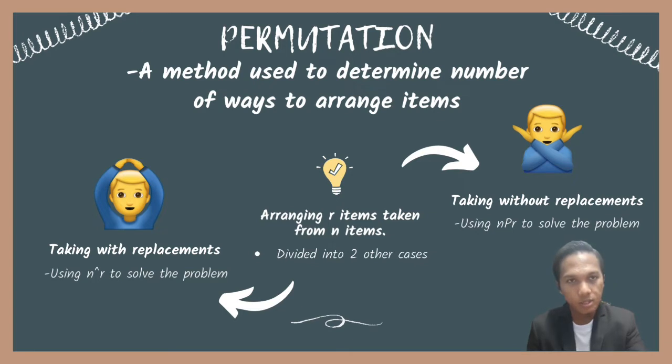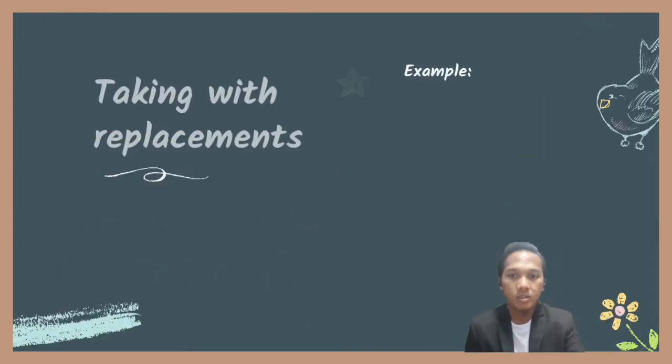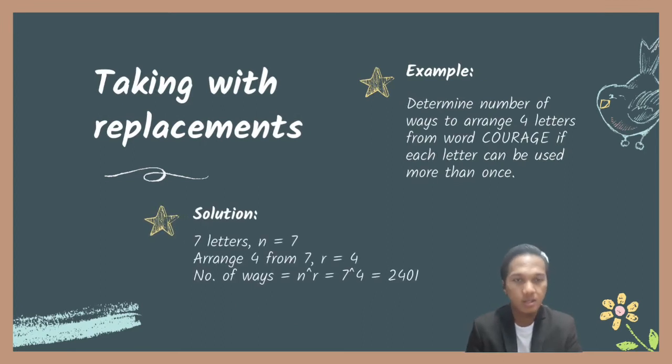Let's jump into the example for more understanding. For taking with replacement, the question is, determine number of ways to arrange 4 letters from the word courage if each letter can be used more than once.